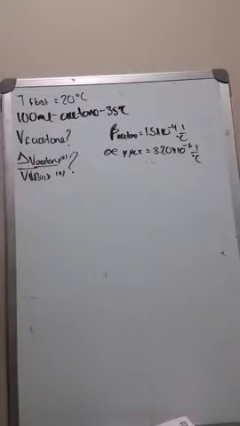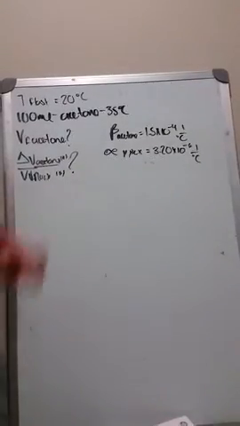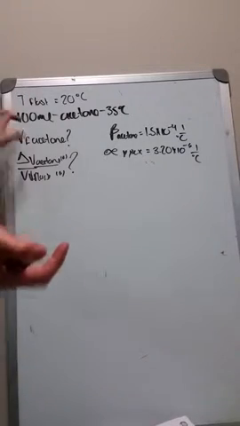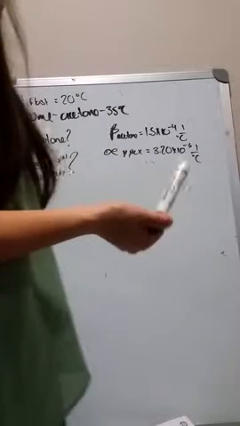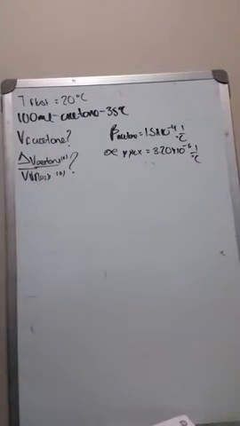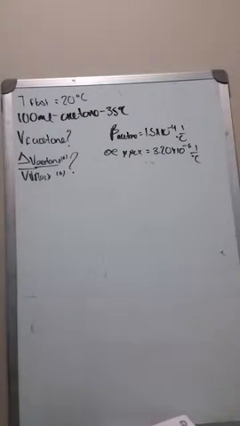The problem says that we have a flask made of Pyrex that is at a temperature of 20 Celsius, and we fill it with acetone, 100 milliliters of acetone that is at a temperature of 35 Celsius. So we need to find the final volume of the acetone after it is exposed to a change of temperature.